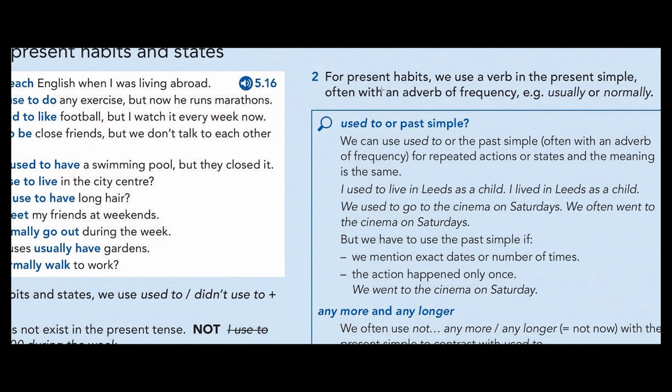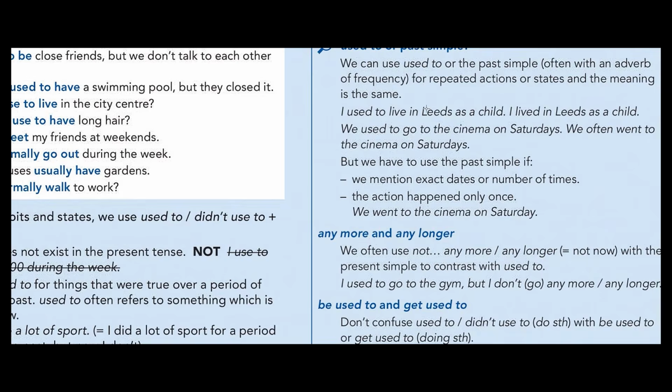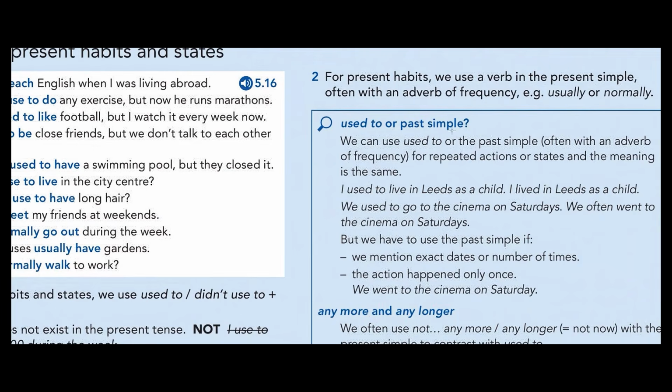Дальше. А для привычек в настоящем мы используем глагол в present simple, часто с наречием частотности, например, «обычно». Они так и так переводятся. Теперь по нюансам. Соответственно, зачем нам used to, когда у нас есть обычный past simple?